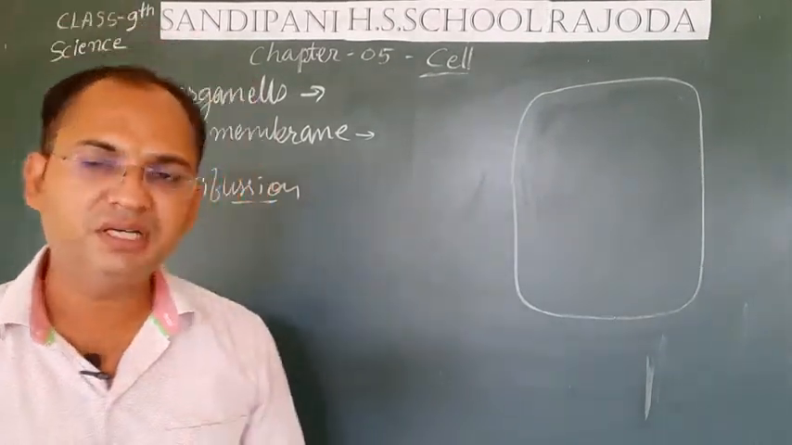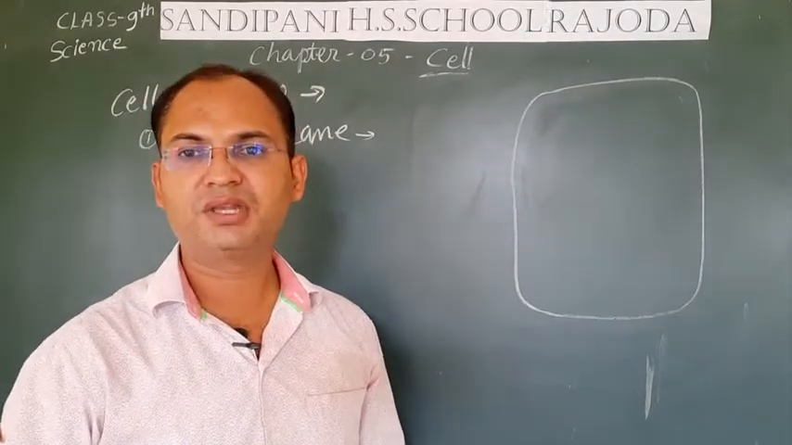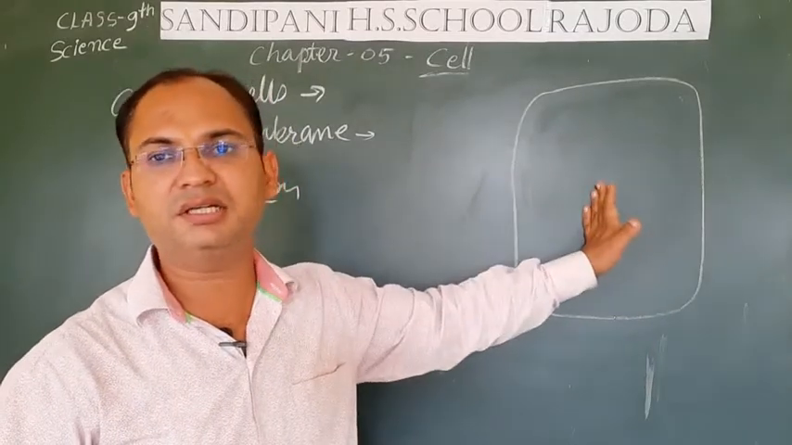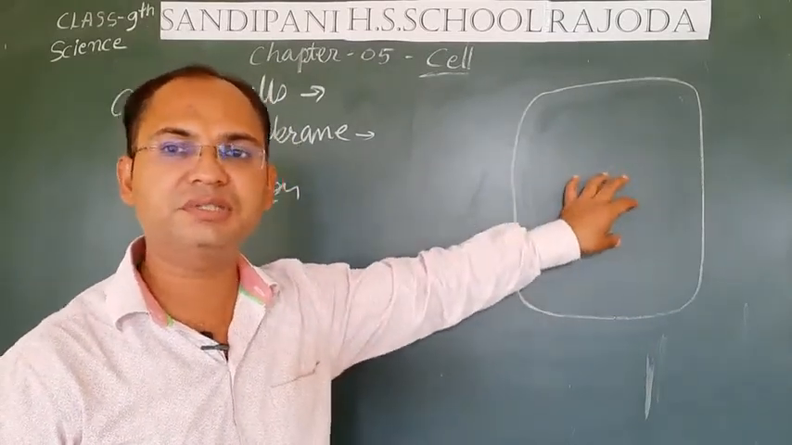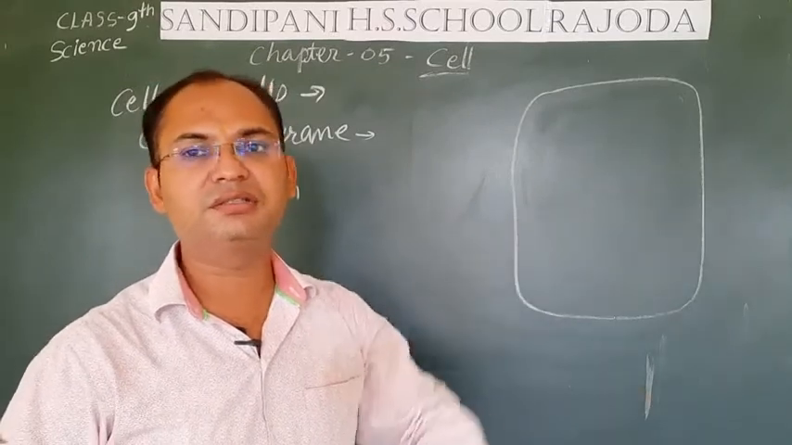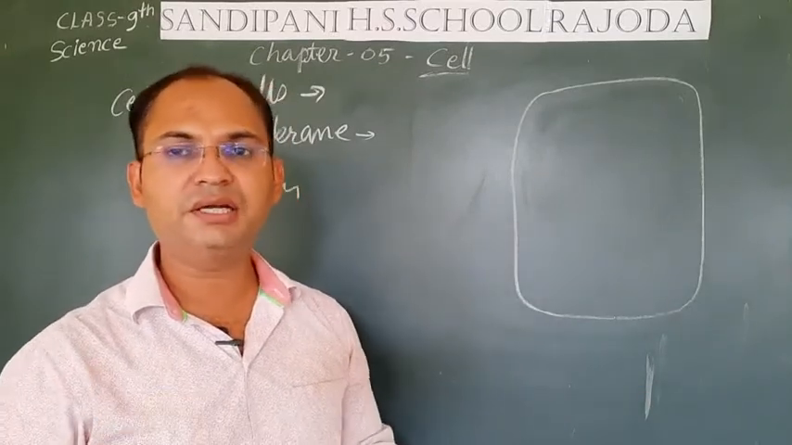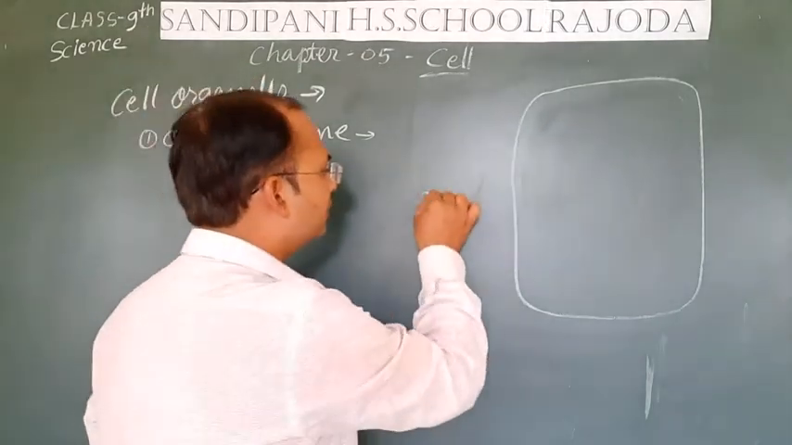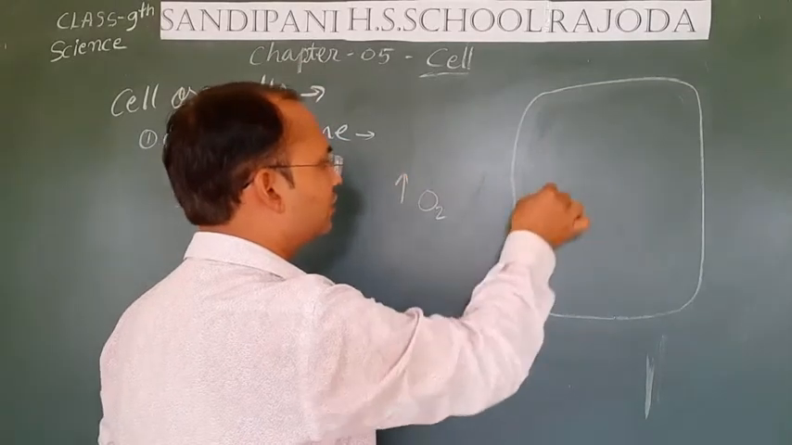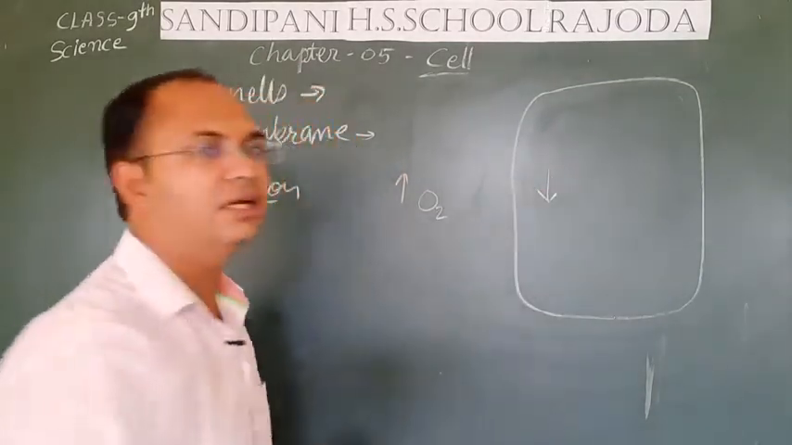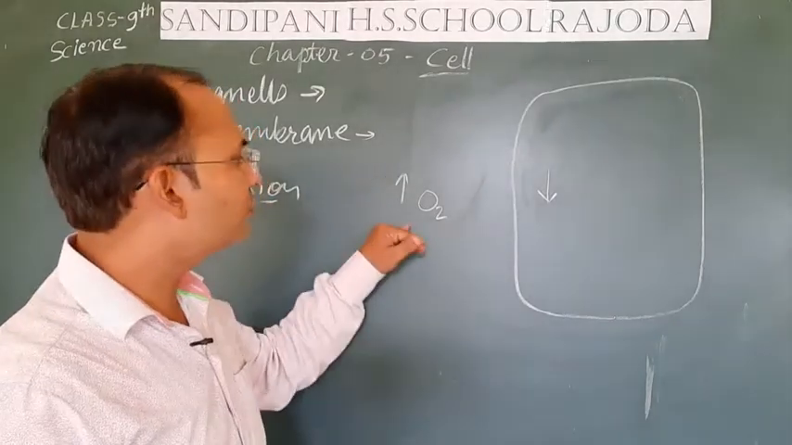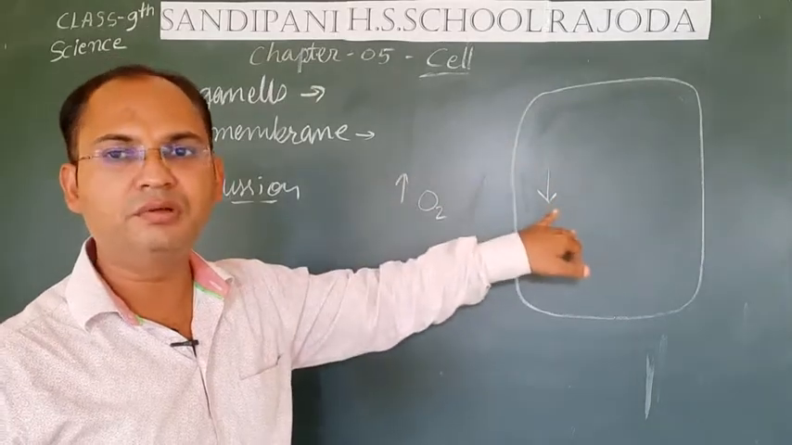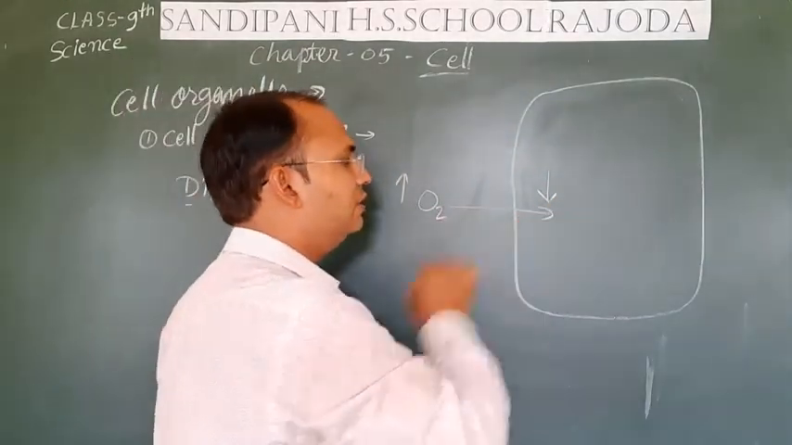Whenever we intake oxygen through breathing, the concentration of oxygen outside the cell is higher and inside the cell is low, because the oxygen present inside the cell is utilized to oxidize the food and it produces carbon dioxide as a byproduct. So the concentration of O2 is higher outside the cell and lower inside the cell. So oxygen moves inward from higher concentration to lower concentration by the phenomenon of diffusion.